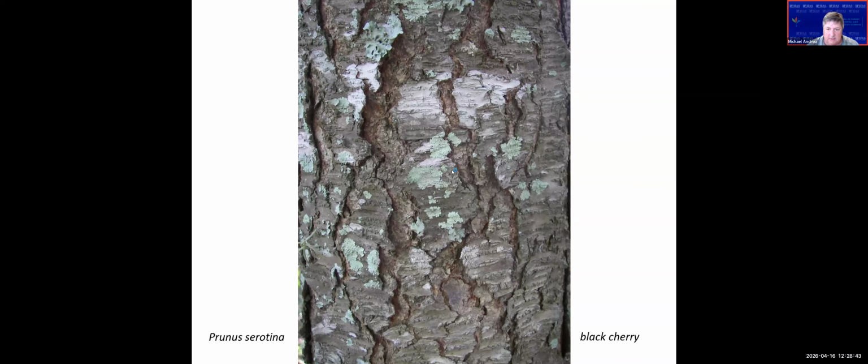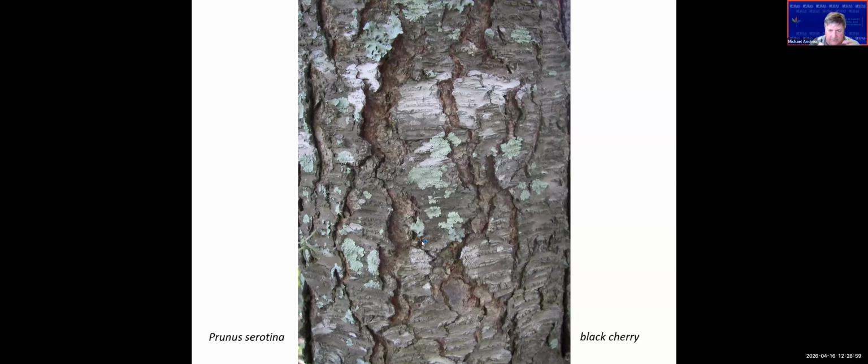More bark. This is black cherry or Prunus serotina. Very distinct bark. It has these lenticels, which are for air exchange or gas exchange. And that's a very distinct feature that shows up on this bark throughout its life.